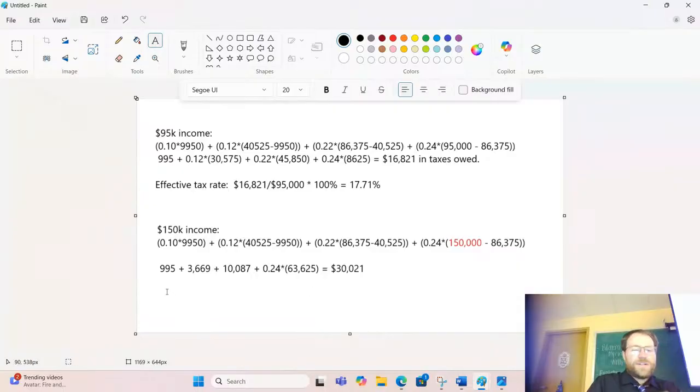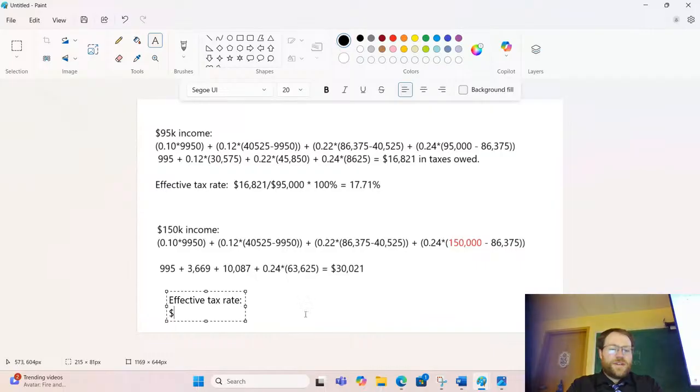Okay, so then the effective tax rate is the 30,021 divided by the 150,000.